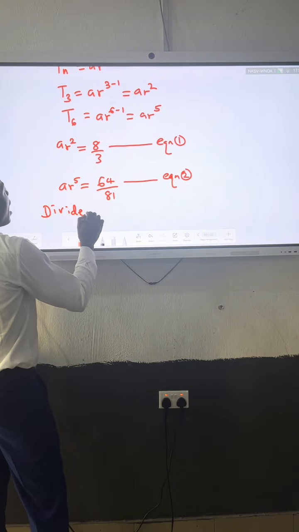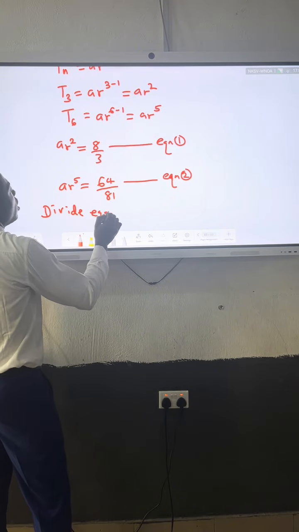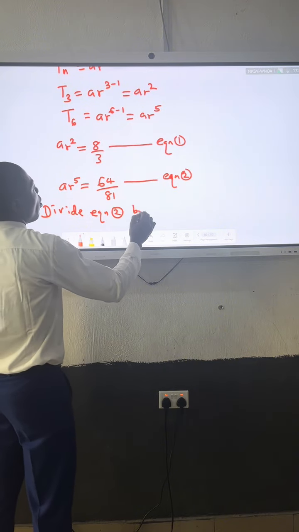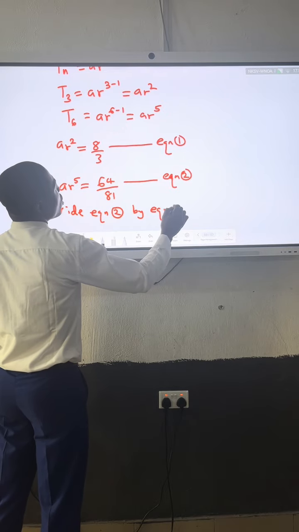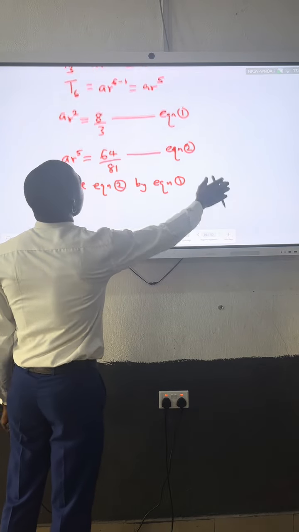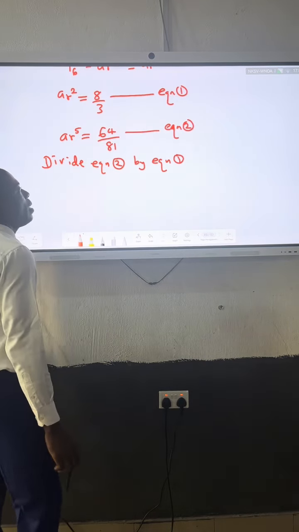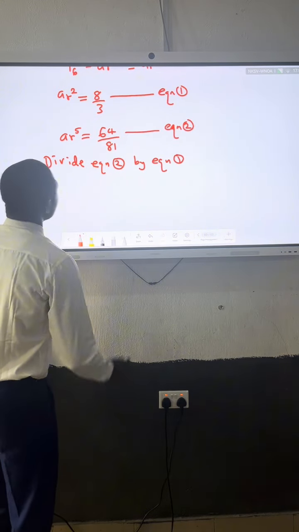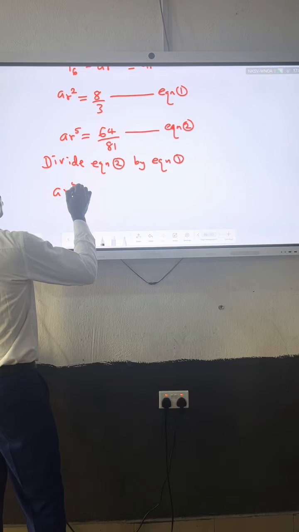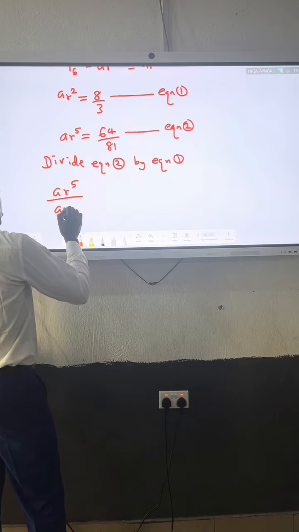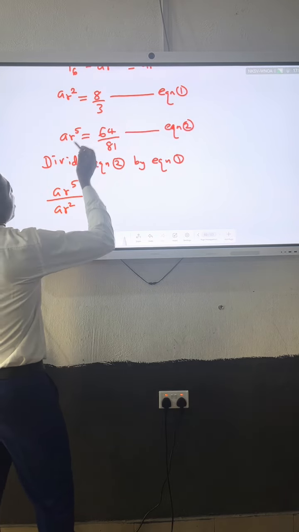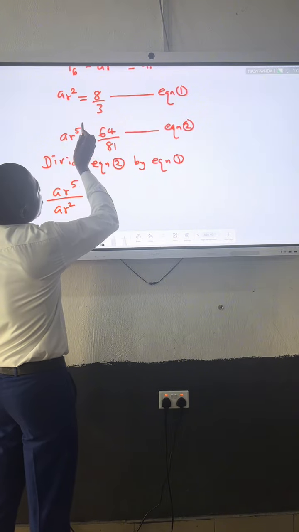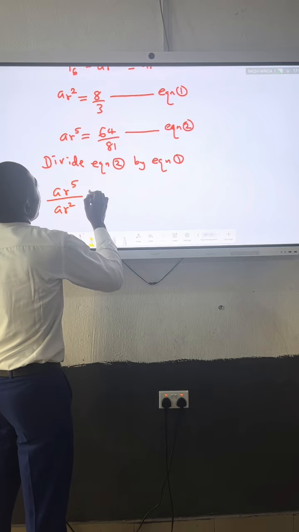Alright, so divide equation 2 by equation 1. If you do that, you are on your way to finding the value of R, which is the common ratio. So we're going to say AR raised to the power of 5 divided by AR raised to the power 2. Look at it. AR raised to the power 5 is for the sixth term. Look at it here. So we're going to say equal to.